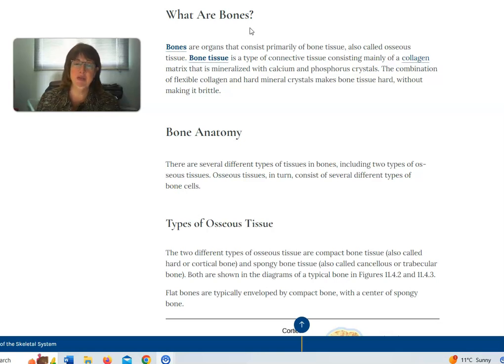And if you remember back, bone tissue is connective tissue, and we're looking at collagen as the matrix, and then it has a level of calcium and phosphorus crystals laid down to make it hard. The collagen makes it flexible, and the crystals make it hard.